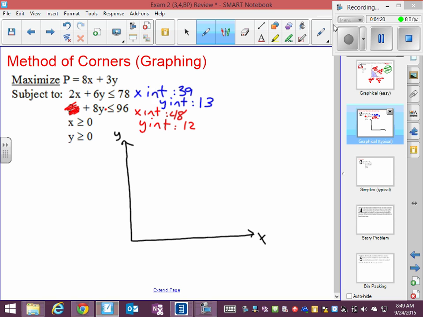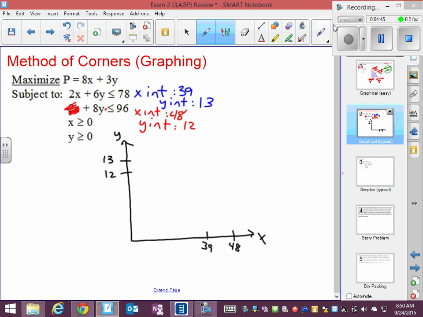If I look at my x numbers, I've got an x-intercept number of 39. I'm just going to place it right here. And I've got another x-intercept number of 48, which I'm going to place right here. I'm just eyeballing it. I don't have to be that accurate, just be neat about it. And then on my y-axis, I'm going to have y-intercept numbers of 12 and 13. I like graphing it in this way.